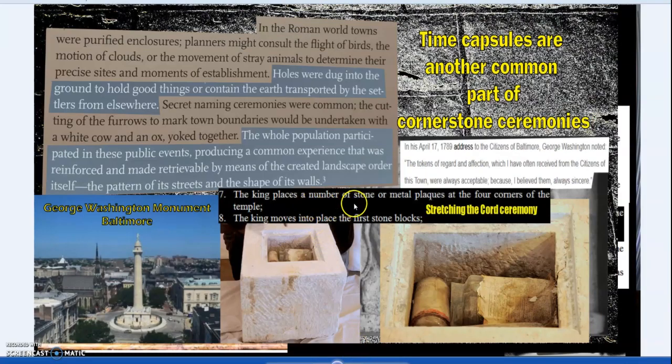Now, the king places a number of stone or metal plaques at the 4 corners of a temple. The king moves into place the first stone blocks. What you'll find now, still with cornerstones, and again you'll see that in that series, is that they're connected with time capsules. So when they lay it in, 100 years later, the cornerstone will be reopened and examined. And this was also done.